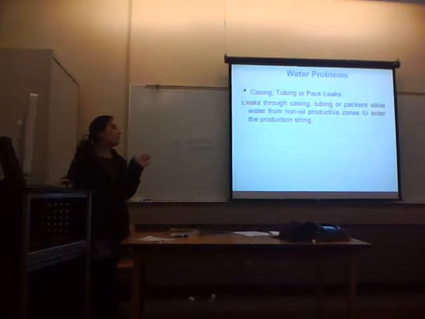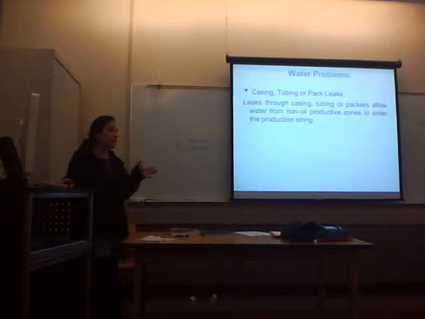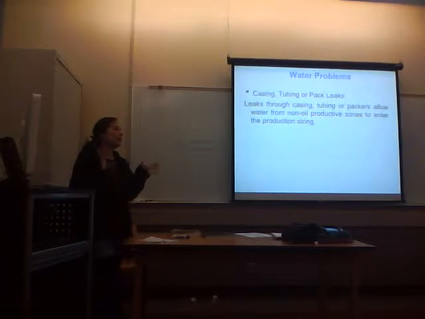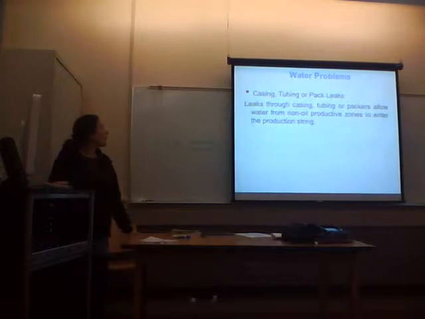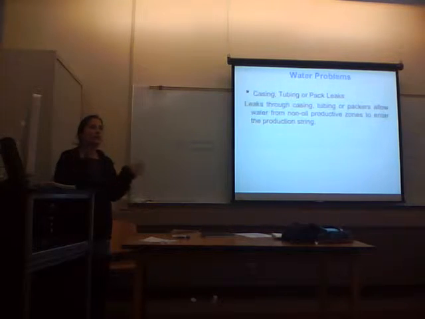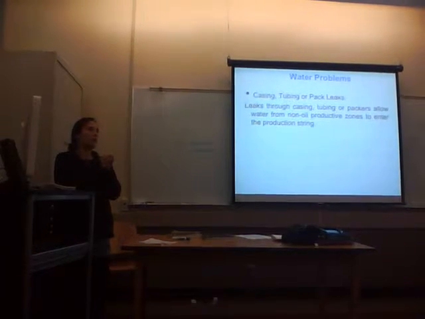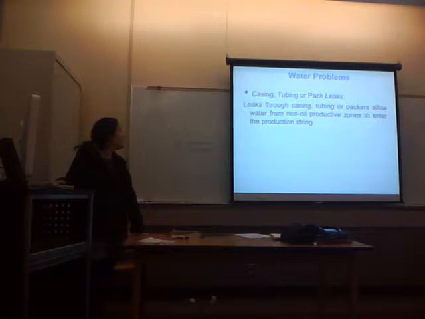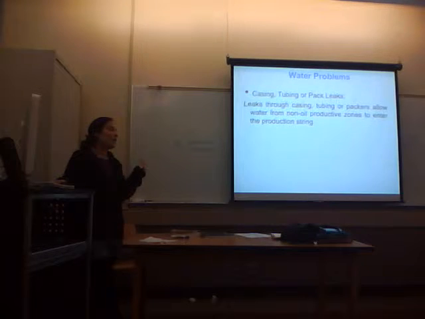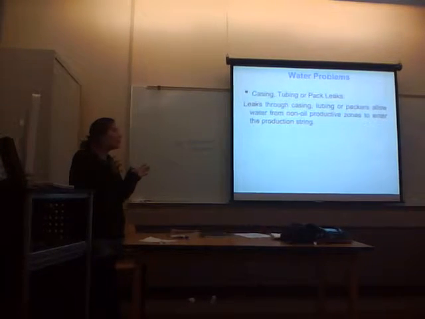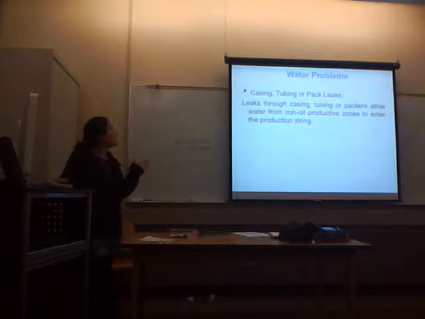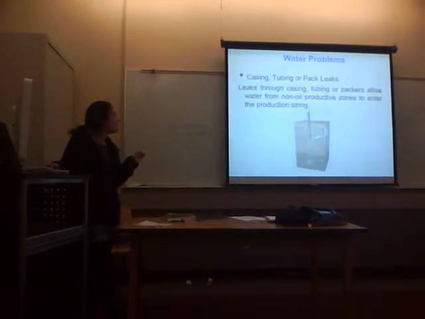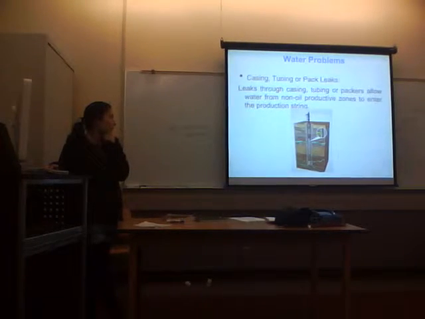So I'm going to name the most common problems that are faced by the oil industry. These problems are relatively similar, but they have differences in how the water is connected with the oil, okay? And the first problem is casing, tubing, or packer leaks. Leaks are kind of fractures or faults, and these leaks through casing, tubing, or packers allow water from non-oil productive zones to enter the production stream.